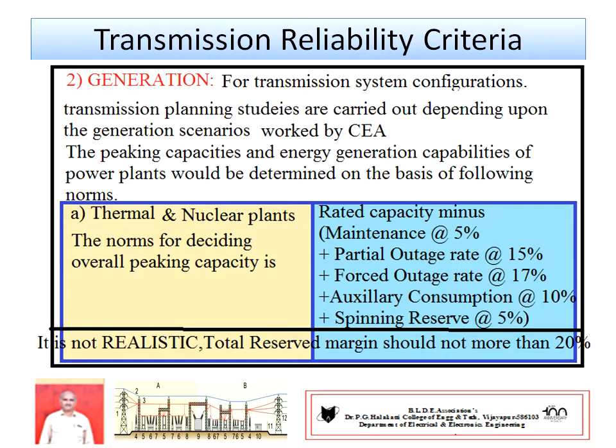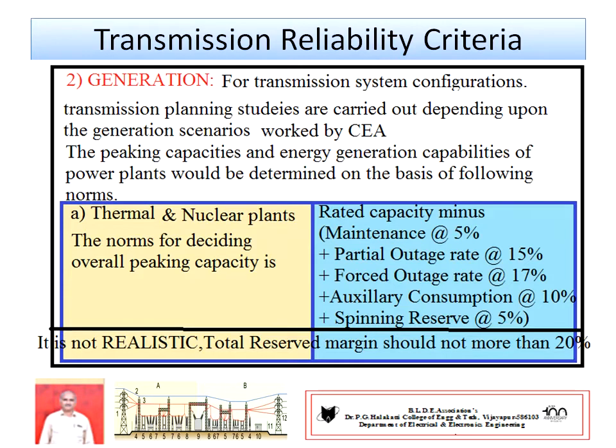After lines, next I move to generation. For transmission system configurations, that is in transmission planning, studies are carried out depending upon the generation scenarios, which is already worked out by the CEA. The peaking capacities and energy generation capabilities of power plants would be determined on the basis of the following.